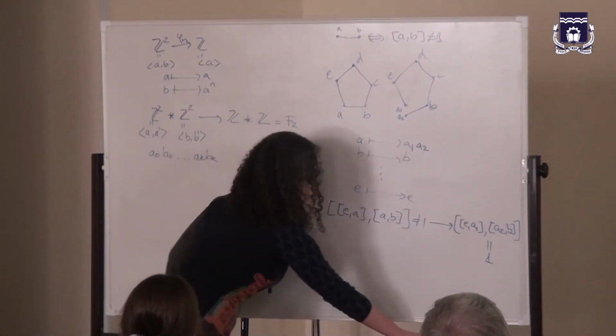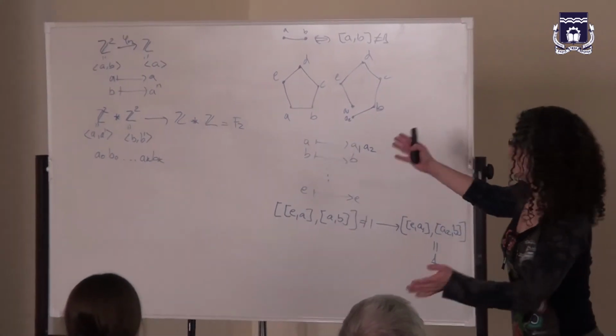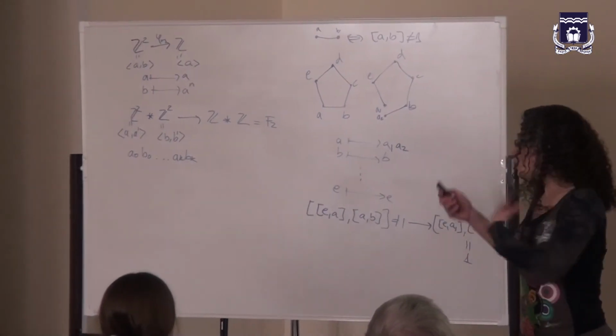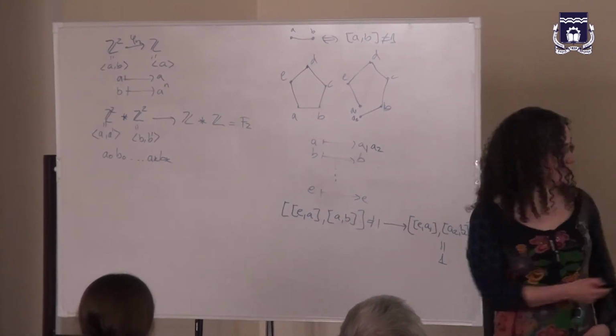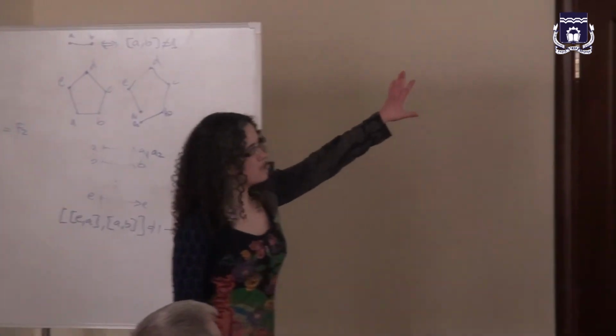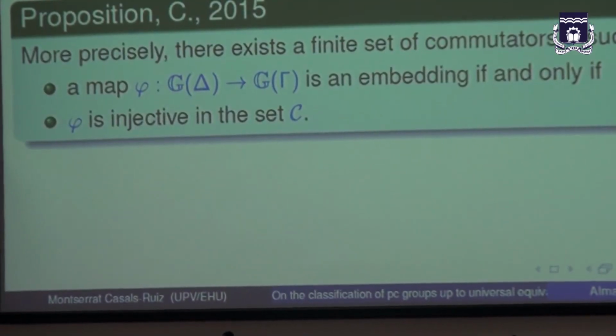So the feeling I want you to have is that when we check embeddings, usually there are some of these commutators that are killed, and if you don't see the obvious ones that are killed, then you say, okay, I'm an embedding. So this is the type of statement that you get. That's the philosophy you have. There is a finite set of commutators which are going to witness if something is an embedding or not. And I'm going to make this more precise.